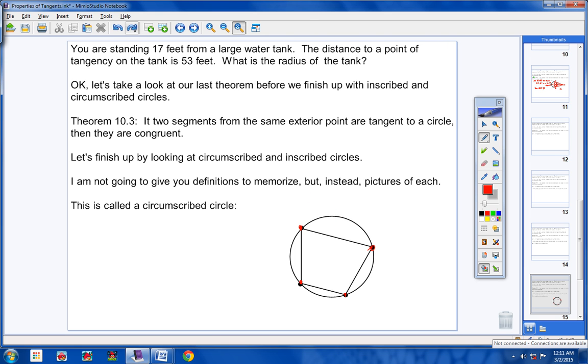So copy this in your notes the best you can, okay? This is called a circumscribed circle. It's when a circle is surrounding a polygon, and notice every single vertex has to lie on the circle itself, okay? Very important that we see that. This is called a circumscribed circle. The circle's on the outside.